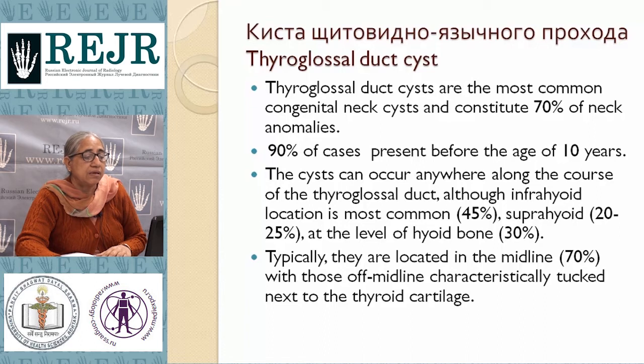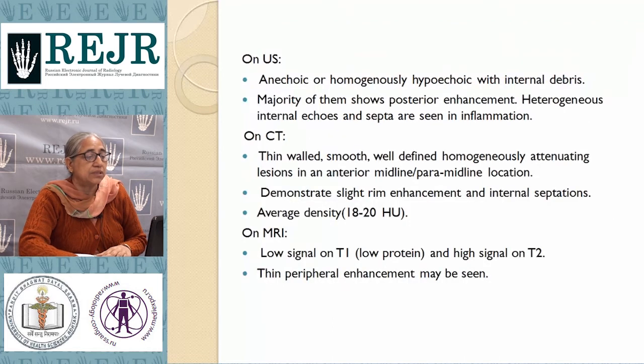The cysts can occur anywhere along the course of the thyroglossal duct, although infrahyoid location is most common, that is 45%. Suprahyoid is seen in 20 to 25%, at the level of the hyoid bone in 30%. Typically, they are located in the midline in 70% of cases, with those off midline characteristically tucked next to the thyroid cartilage.